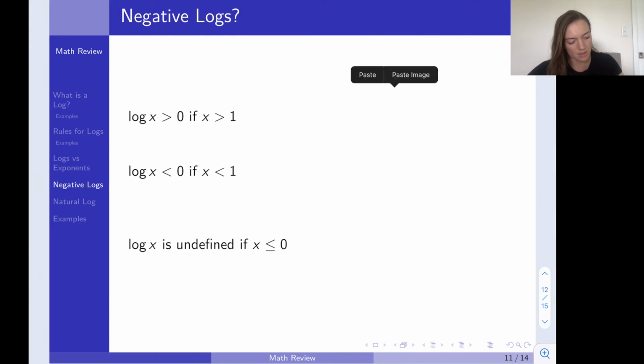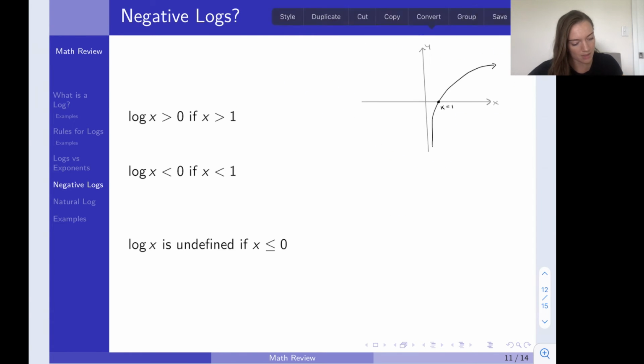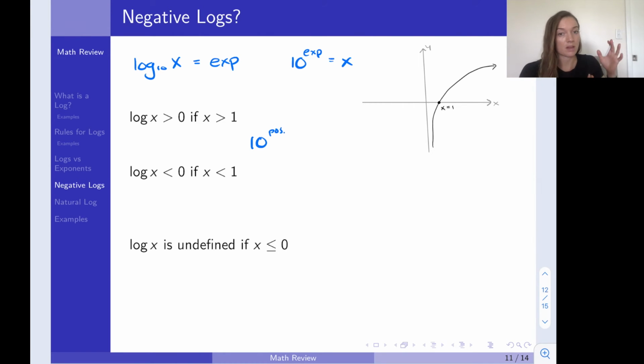Okay, now let's talk about negative logs a little bit. Let's take our graph of log of x. Right here, we have log base 10 of x, and this is equal to the exponent if we were to write it as 10 to some exponent is equal to x. What this graph tells us is that if I raise 10 to any positive exponent, it could be 1/2, 2, 4, 100, whatever, this number is always going to be greater than 1.